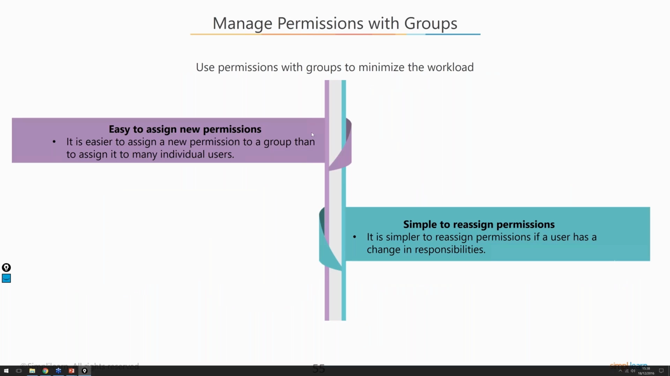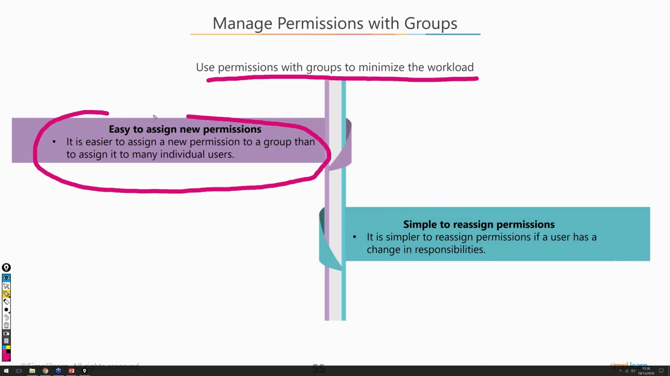Now, manage permissions with groups. AWS always encourages you to use permissions with groups to minimize the workload. What it means is that it is easy to assign new permissions.